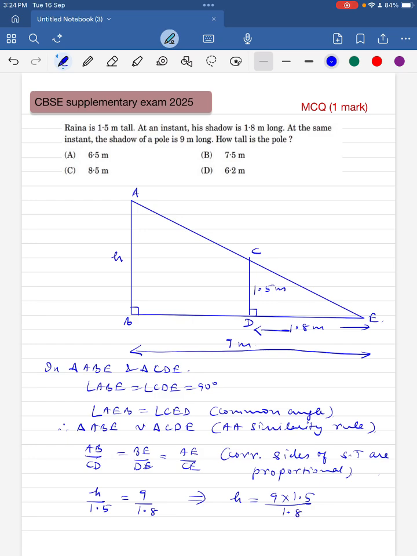Let me multiply the numerator and denominator with 10. So I would have 9 times 15 divided by 18. 9 goes 2 times here. So the value of h is 15 by 2, which is 7.5 meters. So the correct option here will be option B.